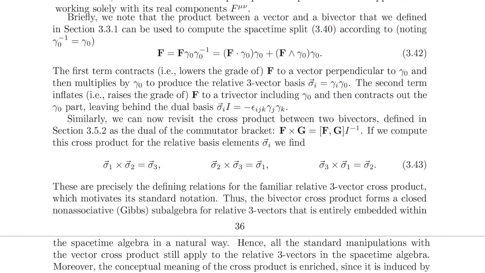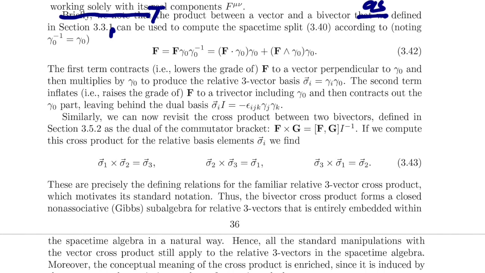And here's an example. Look how much better this sentence is. Get rid of "briefly we note that," and just start with: the product between a vector and a bivector, as defined in section 3.1, can be used to compute the spacetime split. So I've reduced the number of words, the clarity has gone up a lot, and you don't have those annoying "that"s in there. Anyway, proceeding.